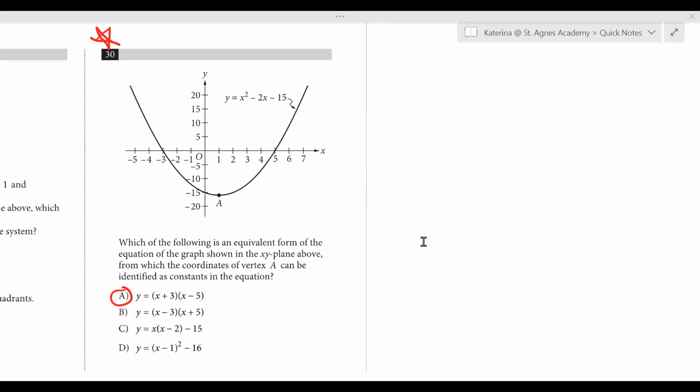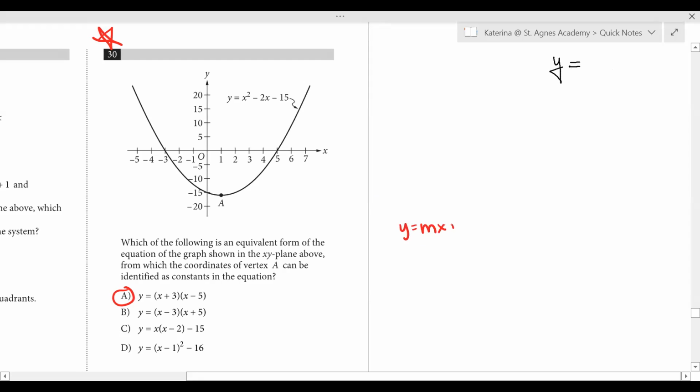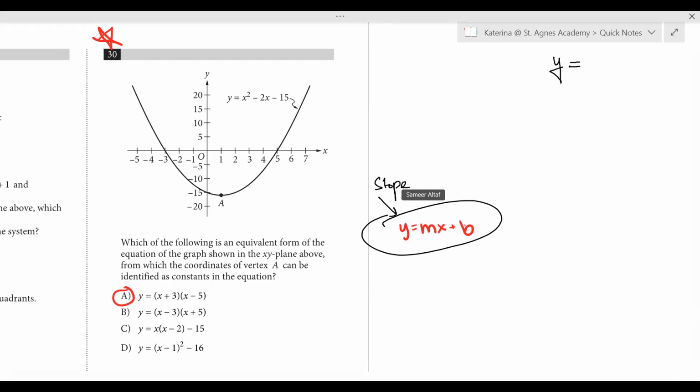So before going for 30, can you tell me what is the standard way of writing the equation of a line? Just a regular line. Y equals mx plus b. Correct. This is the slope intercept way of writing it.